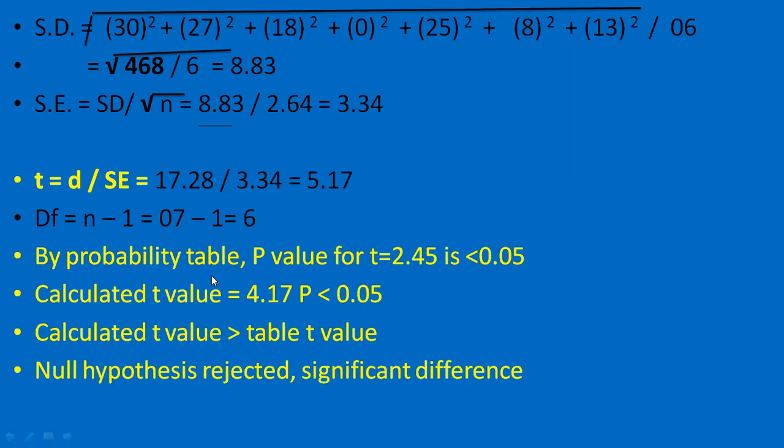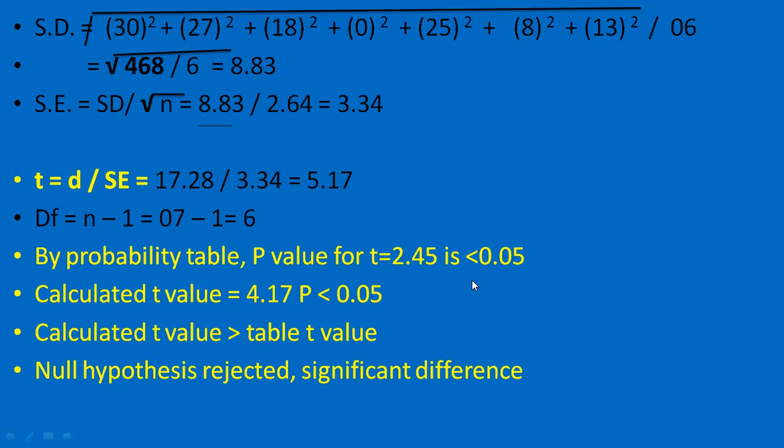So by the table, the p value for t of 2.45 is less than 0.05. Actually, it is 5.17. We'll just see in the table. So the calculated value is 5.17, and the table value is 2.45. So our value of 5.17 is more than the table value of t.